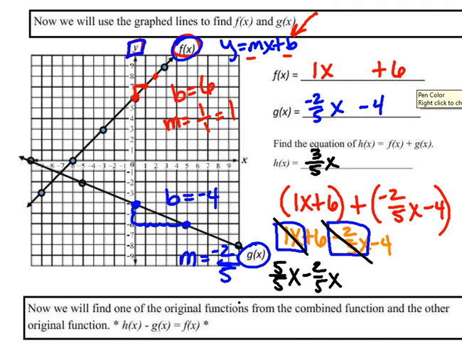And let's try this other one. Let's change colors. How about here? What's 6 minus 4? 6 minus 4 is plus 2. And guess what? I'm done.